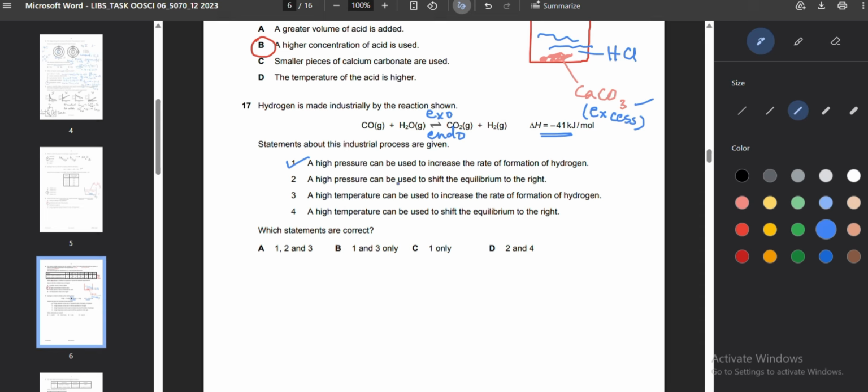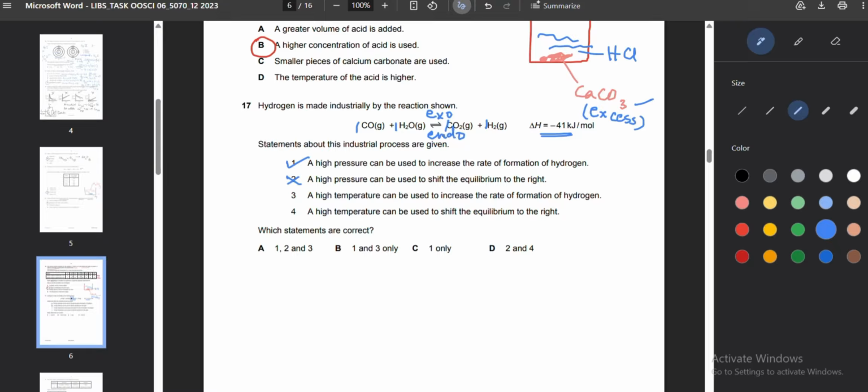Number 2 is that high pressure can be used to shift the equilibrium to the right. No, this is wrong, because if you see this equation, we have the same number of moles of gases on both sides of the equation. Over here we have 1 plus 1, 2 moles, or 2 volumes of the gases on the reactant side, and 1 and 1, 2 moles of the product. So we have the same volumes of reactants and products on both sides of the equation.